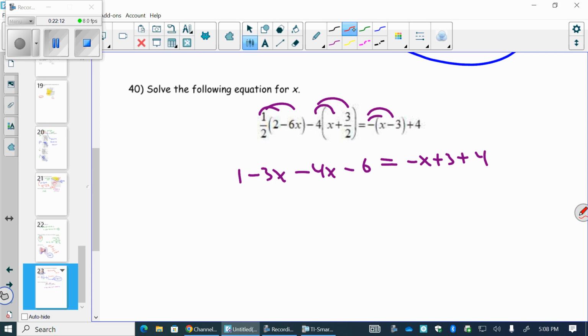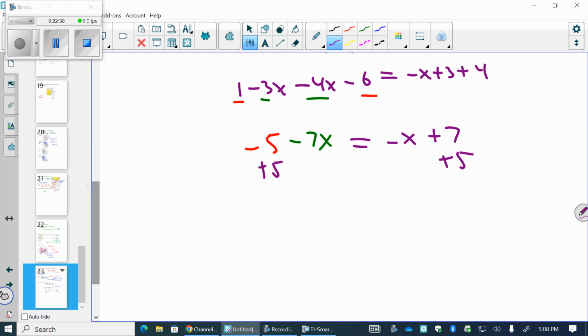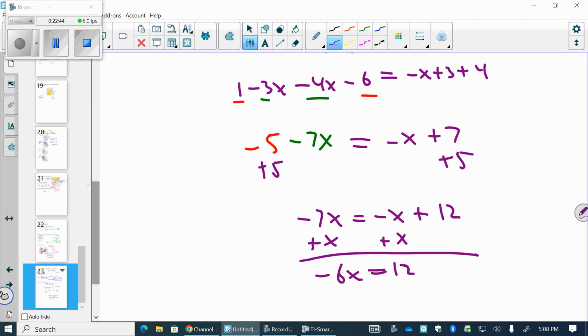Okay, let's combine some like terms. So the 1 and the -6 can become a -5, and then the -3x and -4x can become a -7x. That's going to equal over here -x plus 7. We're going to add 5 and add 5. Get, here we go, -7x equals -x plus 12, right? Add x, -6x equals 12. Divide by -6, divide by -6, and after all that, x equals -2.